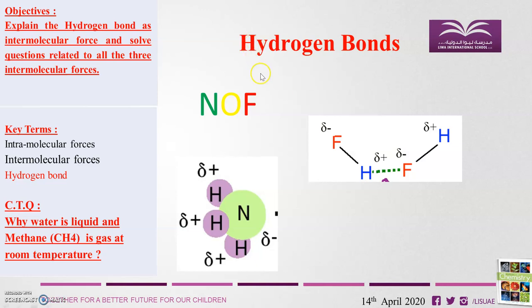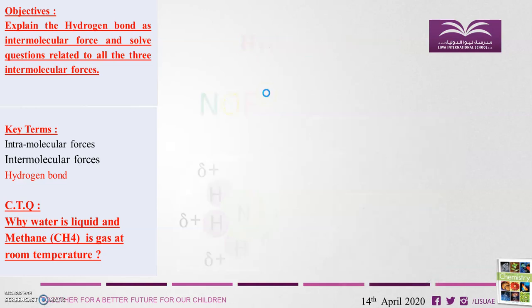If you want to remember it easily, I always remember it as NOF: N, O and F. And please remember that electronegativity increases when we go to the right of the periodic table. Nitrogen is in group 15, oxygen is in group 16, fluorine is in group 17. So if hydrogen is bonded to nitrogen, it will form a strong hydrogen bond. But if hydrogen is bonded to oxygen, it will form a stronger hydrogen bond. And if hydrogen is bonded to fluorine, it will form the strongest hydrogen bond. Okay? Perfect. So let us go further.